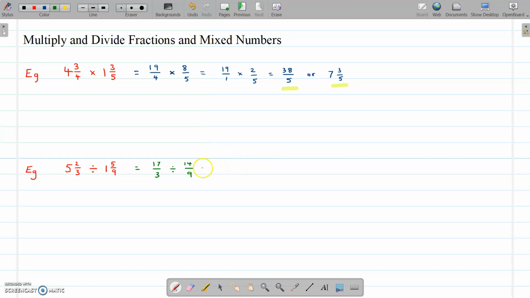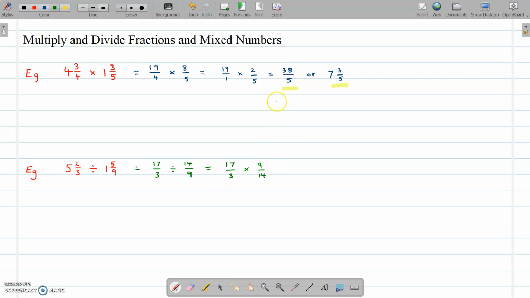Now the step I'm talking about is that you simply reverse the second fraction, invert it, and then change the sign to a multiply. So 17 thirds times 9/14. Okay, now a simple way of thinking about this is if you imagine timesing by a half, it's the same as dividing by 2. Timesing by a third is the same as dividing by 3. Okay, and that's the same sort of reasoning as to what's going on here.